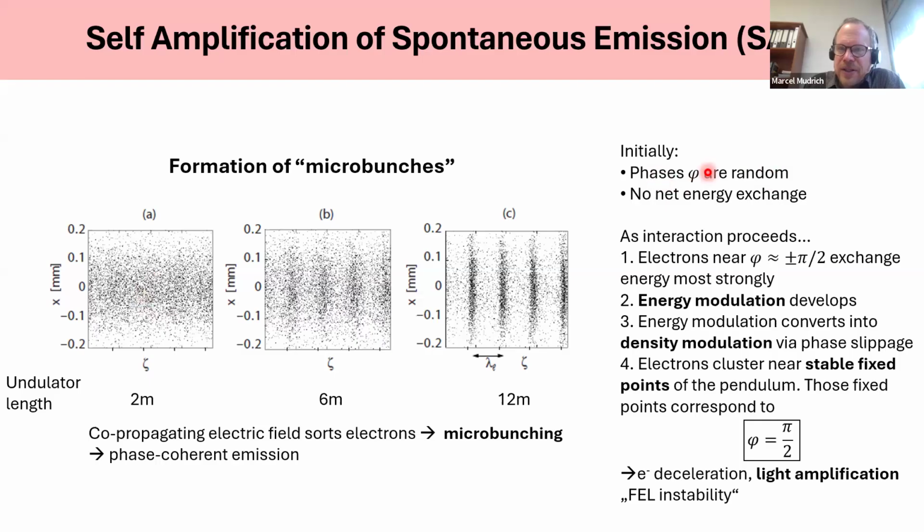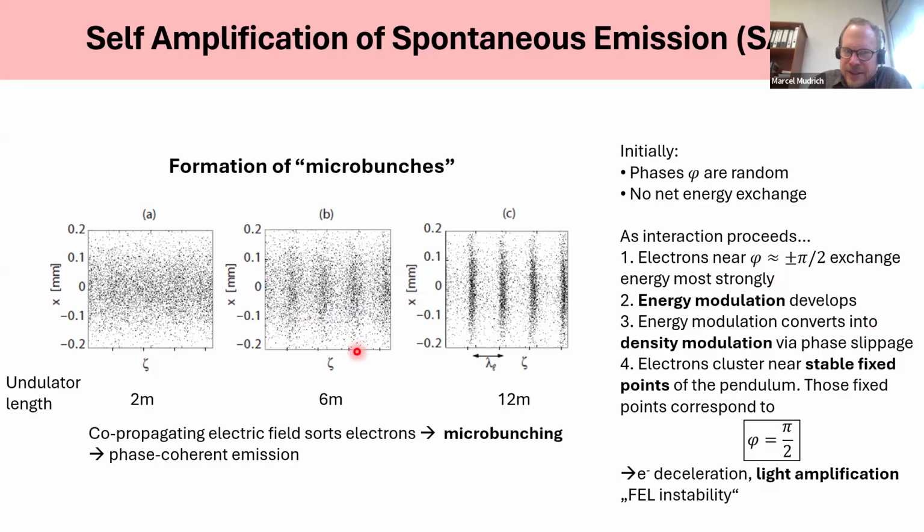Initially these phases are random. There's no net exchange, but if the undulator radiation is intense enough, then electrons that happen to be near plus or minus pi over 2 would couple to the electron bunches most strongly, right? Because there the time average of force times velocity is largest, either positive or negative, which produces an energy modulation. Some slices of electrons are pushed forward, some slices of electrons are pushed backwards.